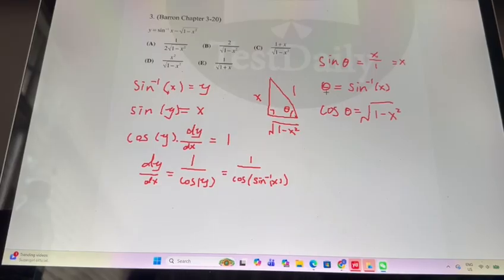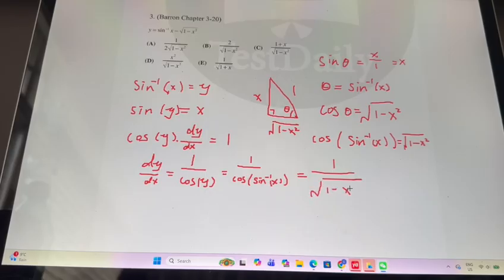Now we can see that theta equals sine inverse x, and cosine theta equals this. So we substitute the theta into here. Cosine sine inverse x equals square root of 1 minus x squared. And then we can see that this is the same as this. So the derivative of sine inverse x equals 1 over square root of 1 minus x squared.